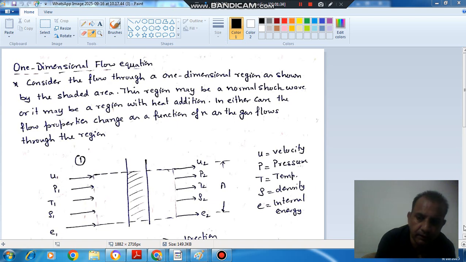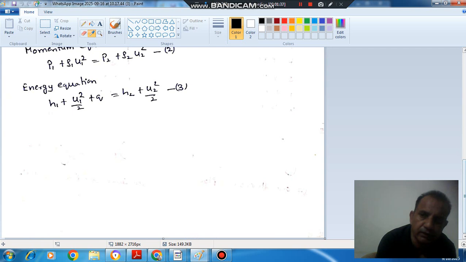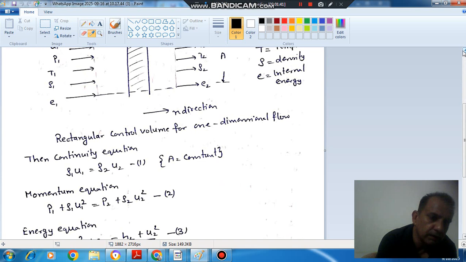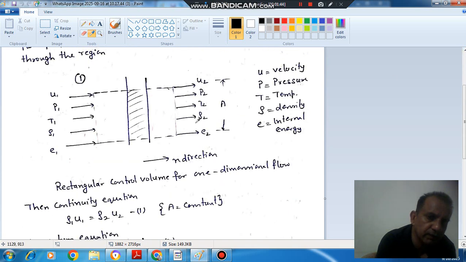So in this section, the continuity equation, momentum equation, and your energy equation are valid. So first of all, taking continuity equation, here the mass flow rate is given by rho1 a1 u1, and here the mass flow rate is rho2 a2 u2, and a1 and a2 are constant, so we can directly write rho1 u1 is equal to rho2 u2. This is your continuity equation, and it is equation number 1.